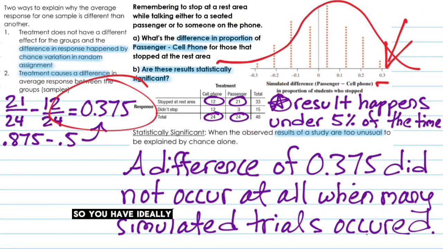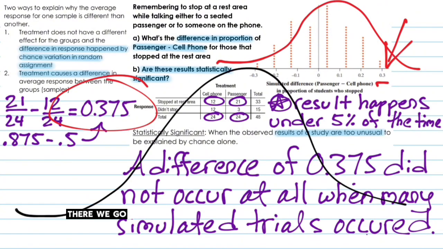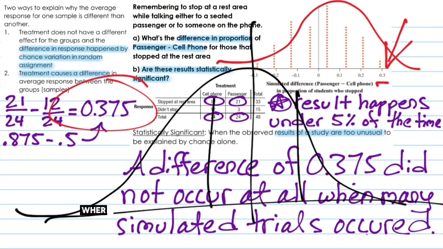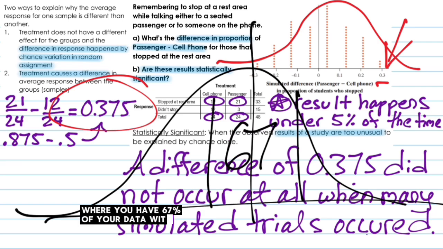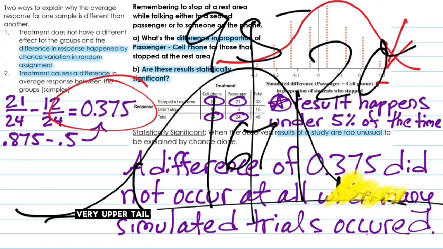So you have ideally seen a normal distribution if you are watching this video right now. And where this idea is going, it relates to, well, that's a really bad bell curve. There we go. It relates to the empirical rule, where you have 67% of your data within one standard deviation, and then 95% of your data is within two standard deviations. Less than 5% of the time would be the very, very upper tail of your normal distribution. And if you have a value that is existing all the way in that upper tail, then that value is not happening very often. It is statistically significant, as we say, and it's where the result happens under 5% of the time.